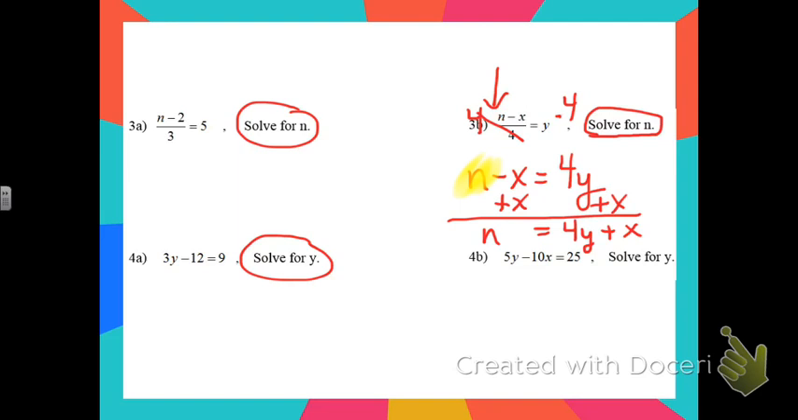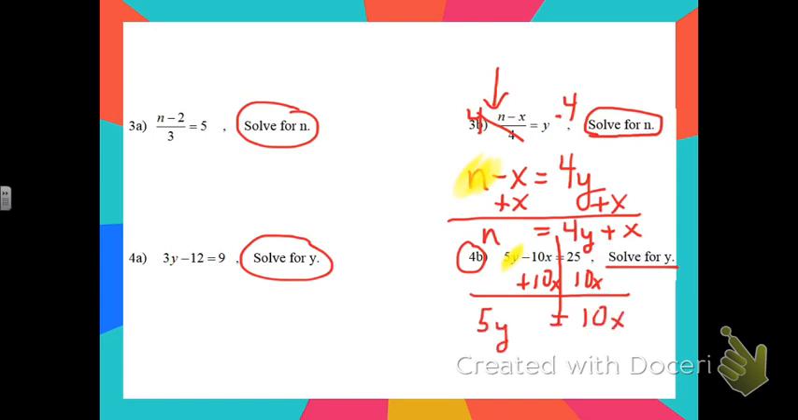And in math, question 4b, this is the kind you're going to see more than anything, is solving for y, because we'll use that when we graph. So again, solve, isolate, get it by itself. What's keeping it from being by itself? There's a minus 10x. So I'm going to add 10x. Bring this down, I have 5y equals 10x plus 25.